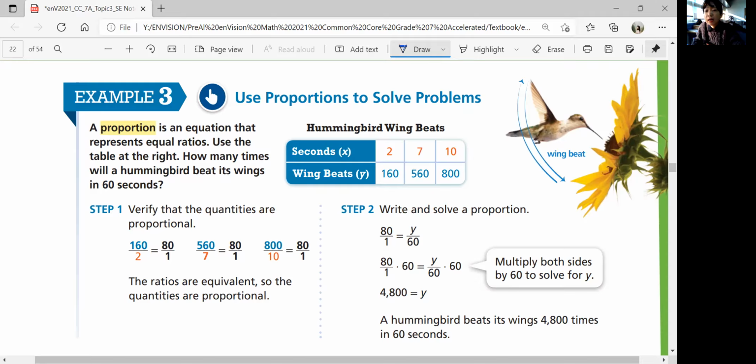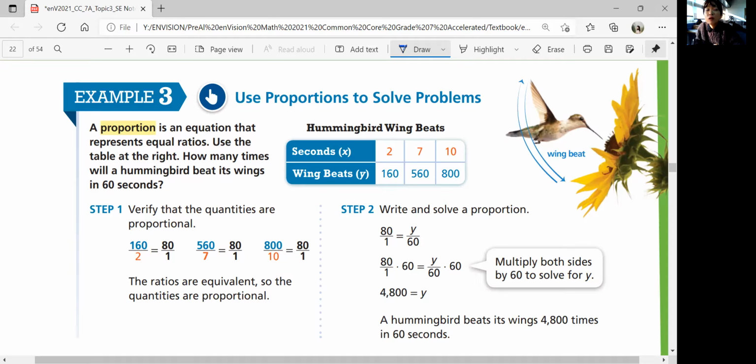Yes, so a proportion has to have equivalent ratios that are equal to each other so that we see a proportional relationship, okay? Looking at this table on the right, how many times will a hummingbird beat its wings in 60 seconds? Do we have a proportional relationship? 160 over 2 is 80. 560 over 7 is 80. 800 over 10 is also 80. Yes, the ratios are equivalent, so the quantities are proportional.